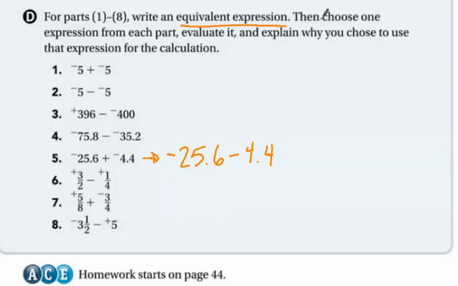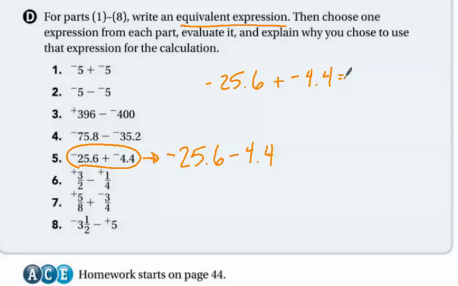Next part. It says choose one expression from each part. I like to add more than I like to subtract, so I'm going to go ahead and choose this expression. Evaluate it. So let's solve for it. So I have negative 25.6 plus a negative 4.4.